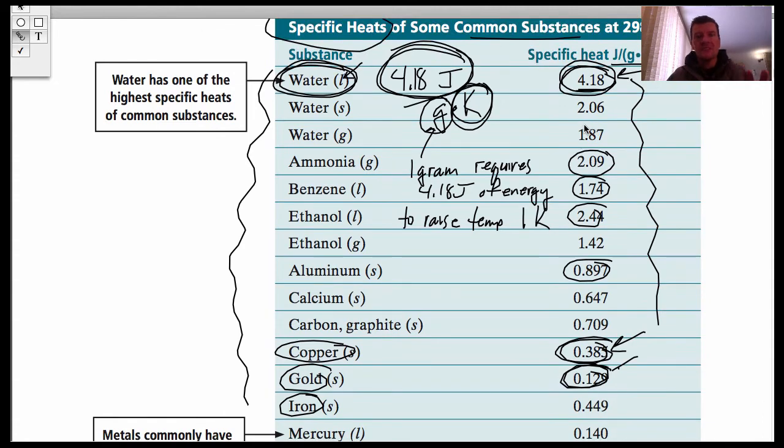So water's, here's the key, listen. Water's temperature does not change as dramatically as other substances when you add heat energy to it. That's the point. Specific heat is measuring how much the temperature goes up by when you add heat to that substance. Does it go up a lot? Does it go up just a little bit? And water can absorb a lot of heat. Look at that, 4.18, absorb a lot of heat without changing its temperature too dramatically. Okay?